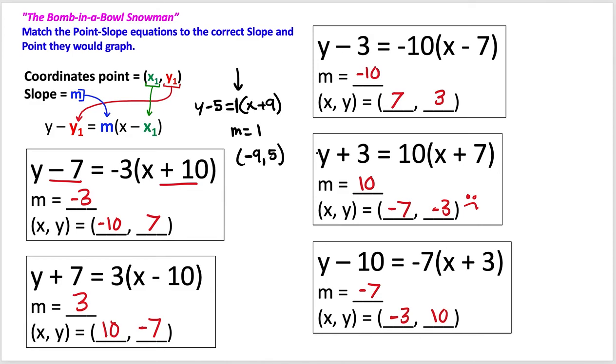All right, students, that is how you handle point-slope equations, and you match them to their slope and coordinate point. And that was the bomb in a bowl snowman.